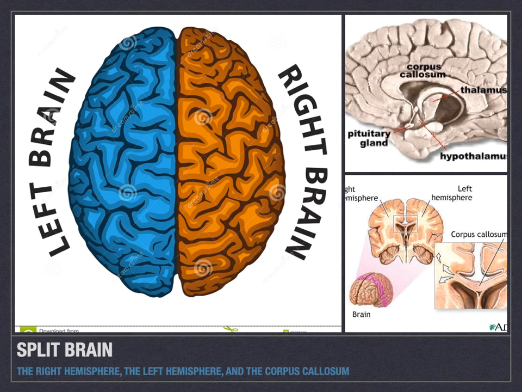If you're taking notes, you may want to make a little table or something in your notes where you can write down left and right, and then what those different parts of the brain are going to do.